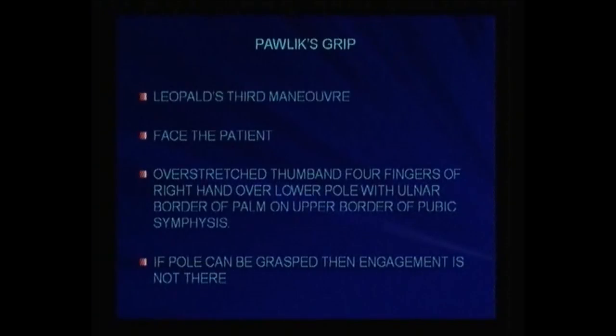The Pollock's grip, or the Leopold's third maneuver, in which we face the patient and, with the right hand, an overstretched thumb and four fingers of the right hand grasp the lower pole with the ulnar border of the palm on the upper border of the pubic symphysis. We try to grasp and test the mobility of the presenting part in the lower pole of the uterus.